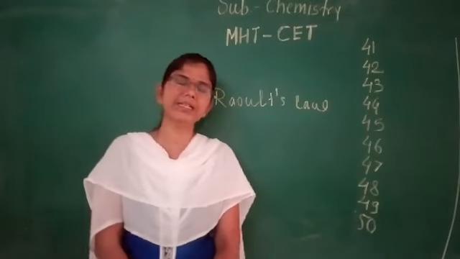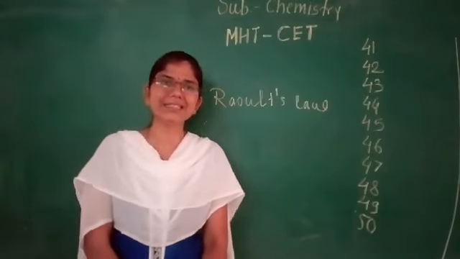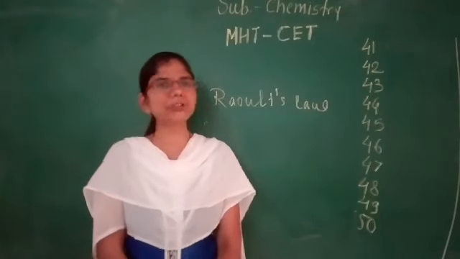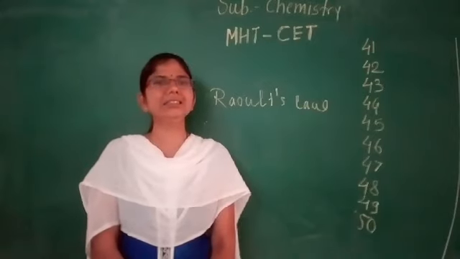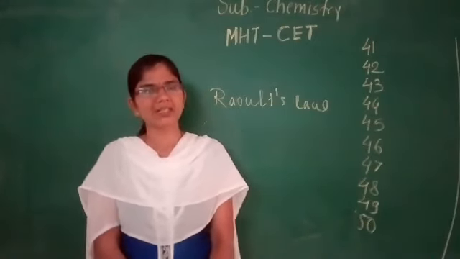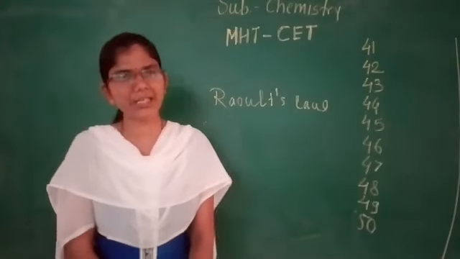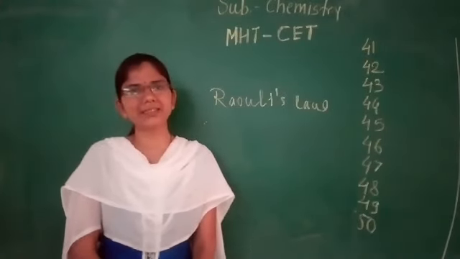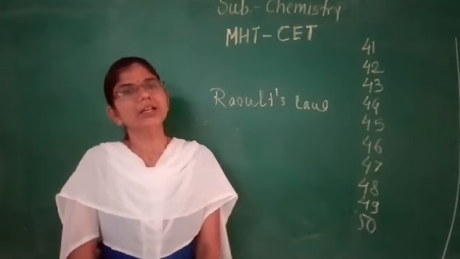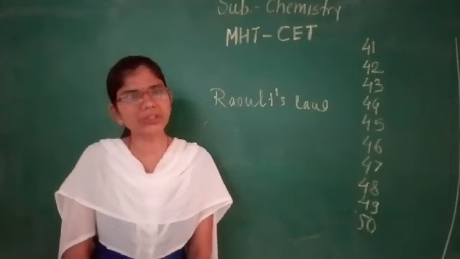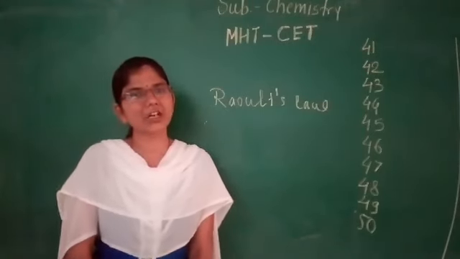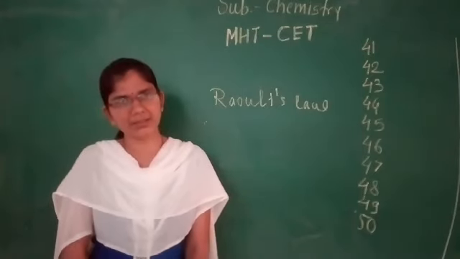It does not get associated, it remains as it is in the solution, and therefore from all the colligative properties it is easy to calculate the molar mass of the solute. The main application of the colligative property is to calculate the molar mass of the given dissolved solute, which does not get dissociated or does not get associated.